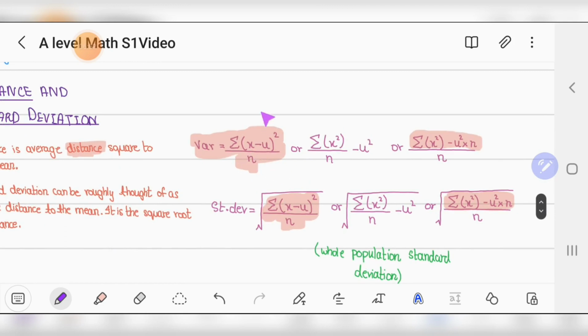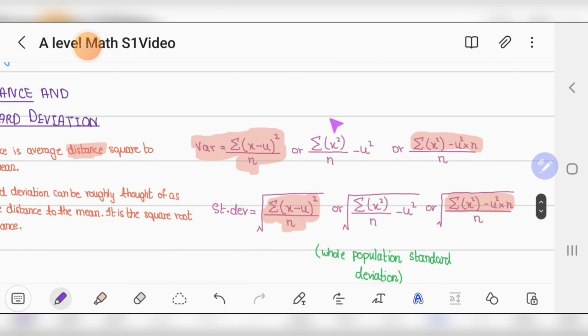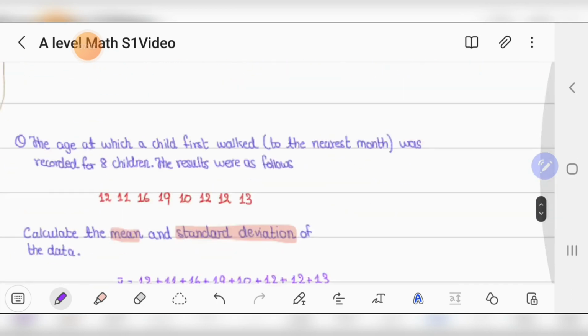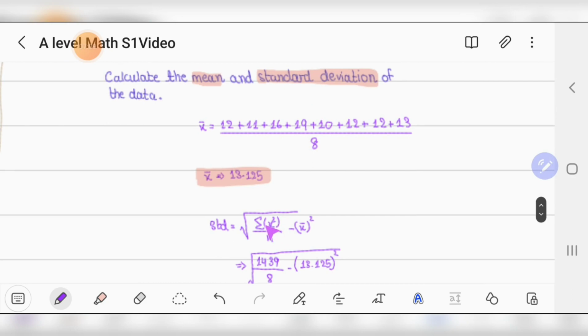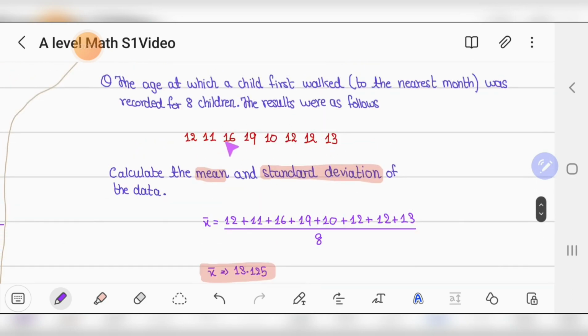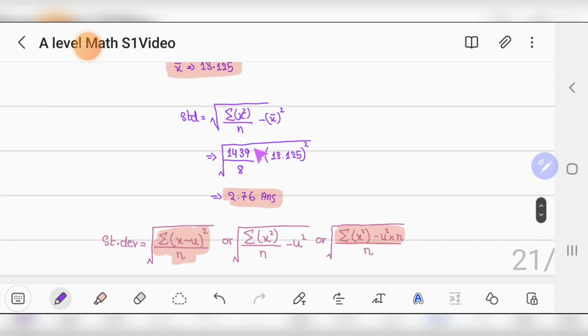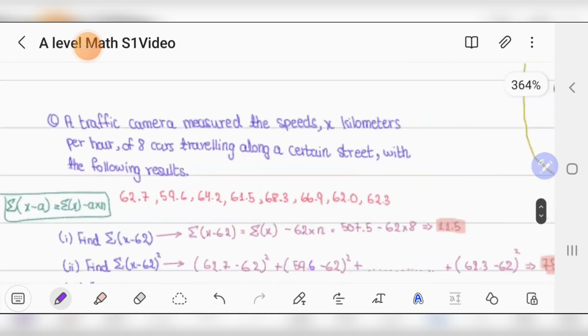So what we're going to do here, we could just use this one. Square each of these numbers and add them up, divide by n, and minus the mean squared. You can use either one of them. I've used this one: square each one of them, add them up, divide by 8, minus the mean squared. We already know the mean, so we square it and then subtract, and you get the standard deviation. Okay, now let's go to another question.